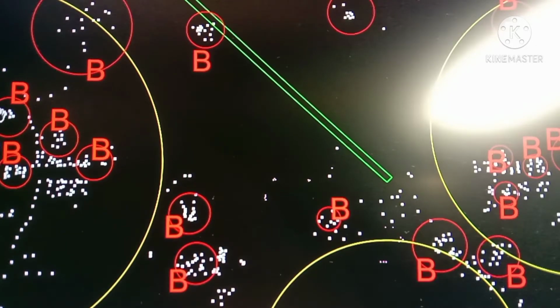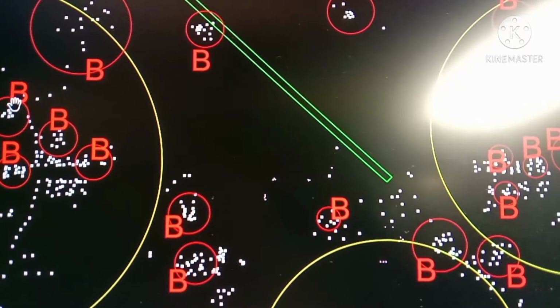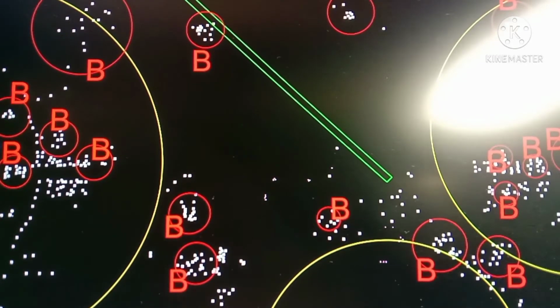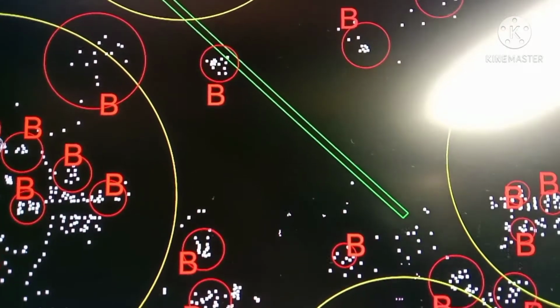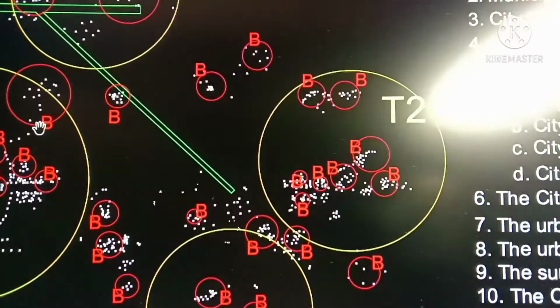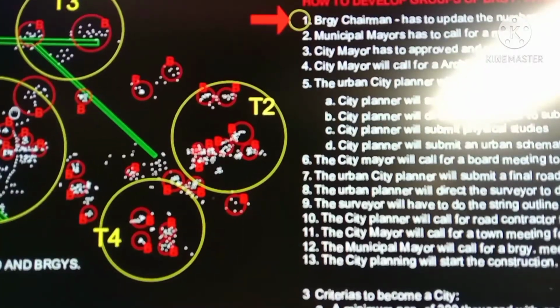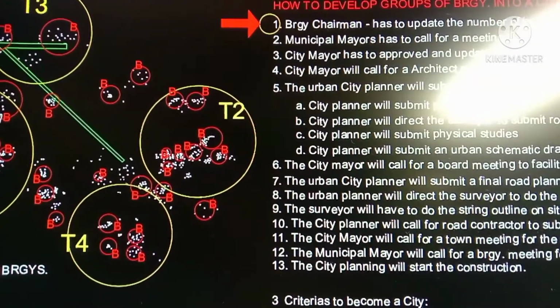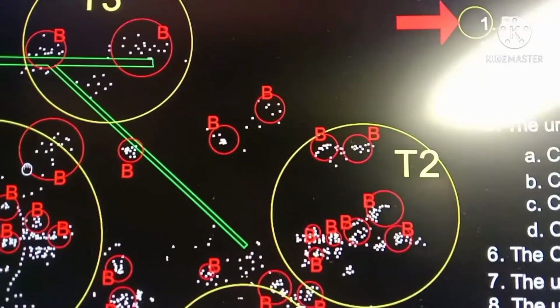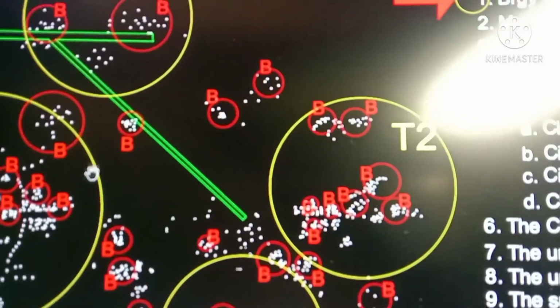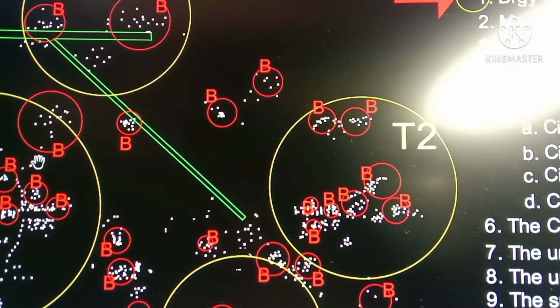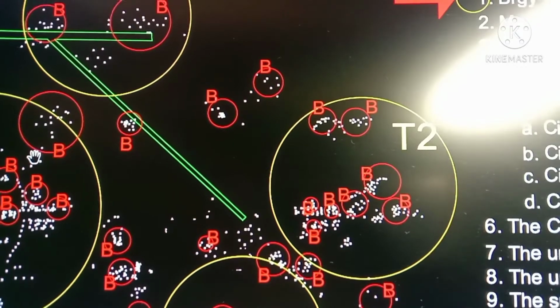Okay. So as you said, barangays are being grouped without following the city planning. So what are the city planners doing? The city mayor will come up with a board meeting, calling all those towns. For example, if there are 5 towns, the mayor will call all those municipal mayors for a general meeting in order to have proper city planning.